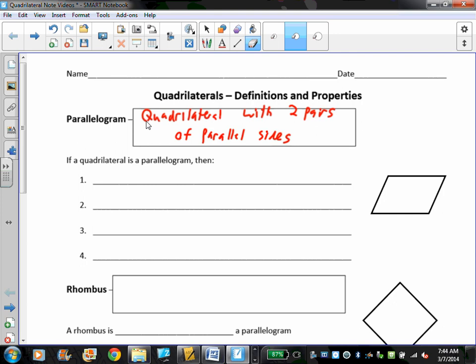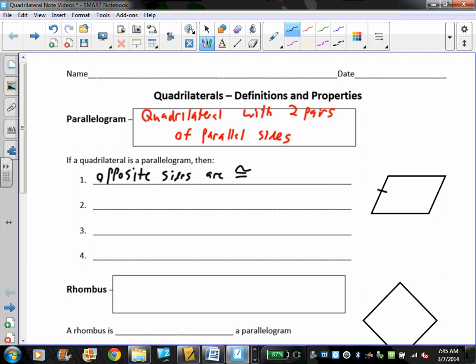One thing is that opposite sides are congruent. So not only are these two sides parallel, but these two sides are also congruent, and these two sides are also congruent, but the two pairs of sides do not necessarily need to equal each other in length. So that's one thing we know.